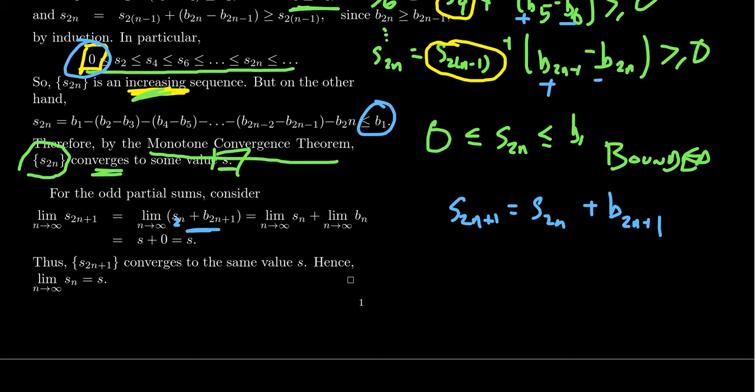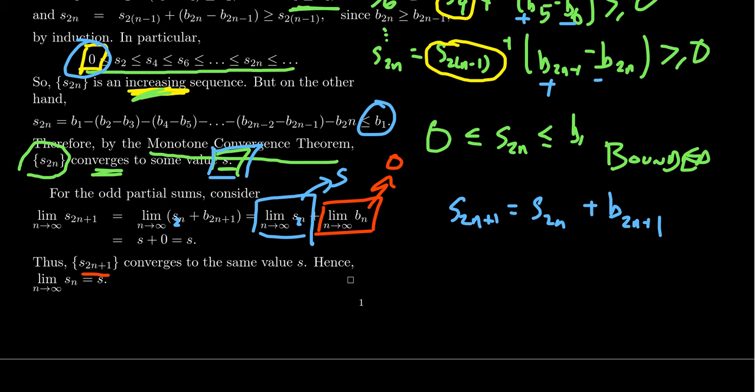Now separate these things. This then becomes the limit of the sequence of evens, S2n, as n approaches infinity. That sequence will go off towards S, as we determined over here with the monotone convergence theorem. And then the other sequence is the limit as n goes to infinity of B sub n. By assumption, since B sub n is the absolute sequence, this will actually converge towards 0. So we end up with S plus 0, which is equal to S right here. So this tells us that the odd partial sums converge towards S.